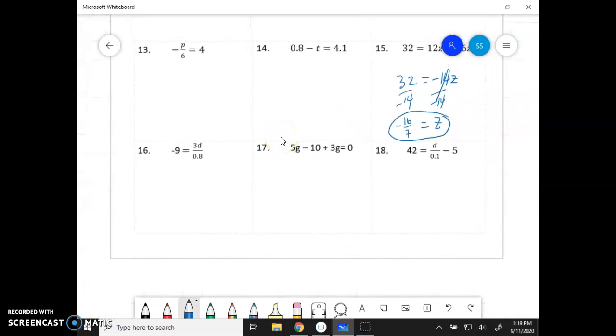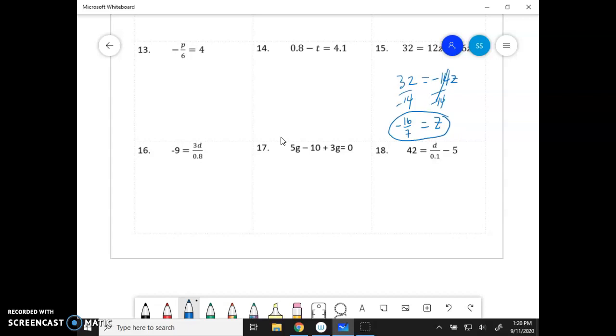Let's see, for 16, we're going to have to multiply by 0.8 first. We're going to have to divide by 3. I'll let you guys tackle that one.